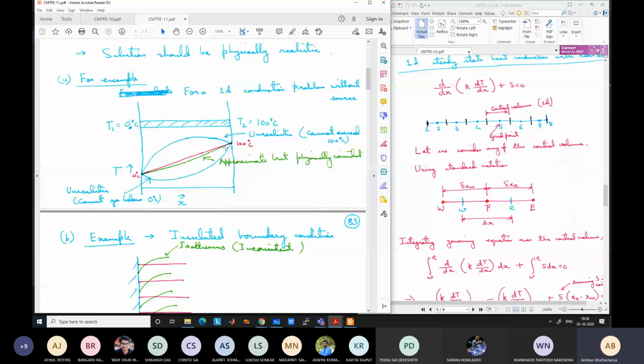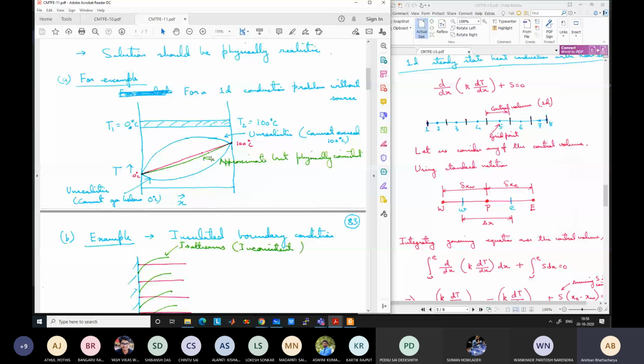But consider this top blue line. Here the temperature is beyond 100 degree centigrade, however it cannot exceed 100 degree centigrade, so it is unrealistic. Similarly, for the lower blue line, at this point the temperature is below 0 degree centigrade. That also cannot occur, so it is physically unrealistic. If your discretization gives this type of solution, we have to discard it because it is giving a physically inconsistent solution.